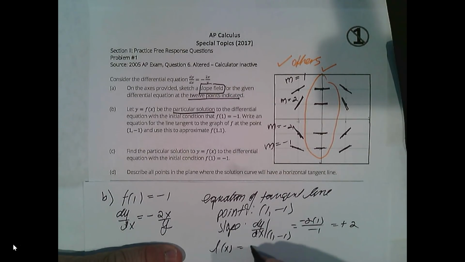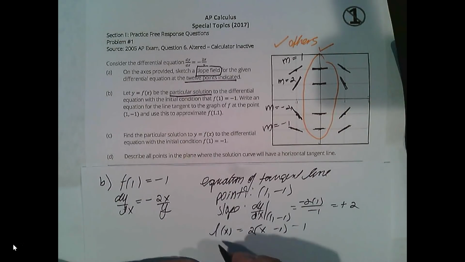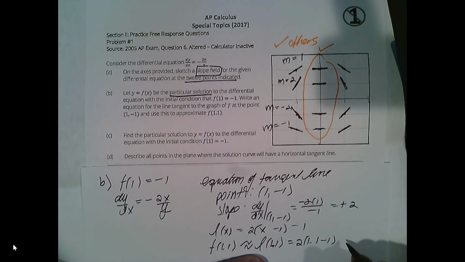Equation of your tangent line, L of x equals 2 times x minus 1 minus 1. You found the slope. You use the point slope form of a line to generate the equation of the tangent line. And then the last thing is they want us to approximate f of 1.1. Well, we've been doing that all year. The value of the function at 1.1 is approximately the same as the value I get out of the tangent line at 1.1. Well, that's 2 times 1.1 minus 1 minus 1.